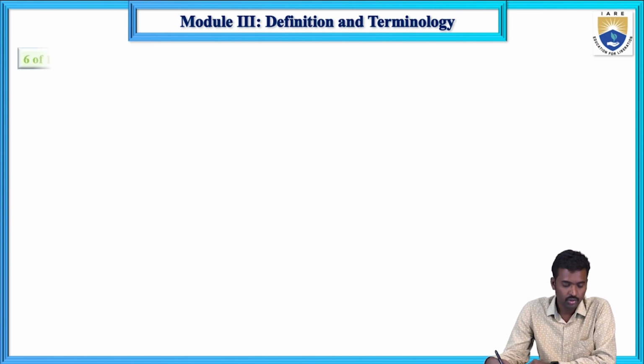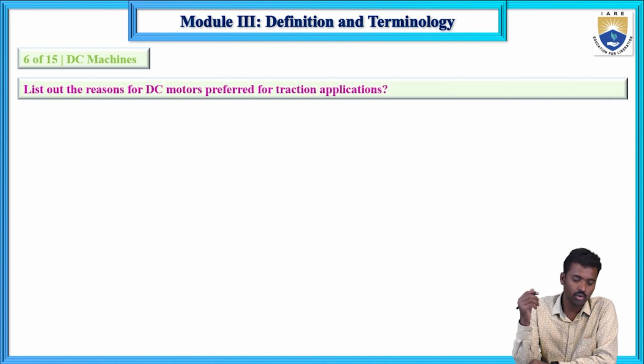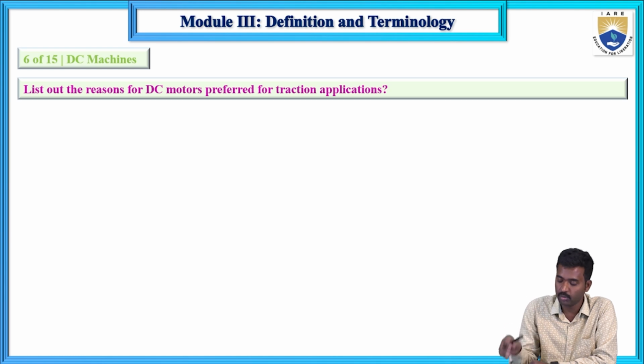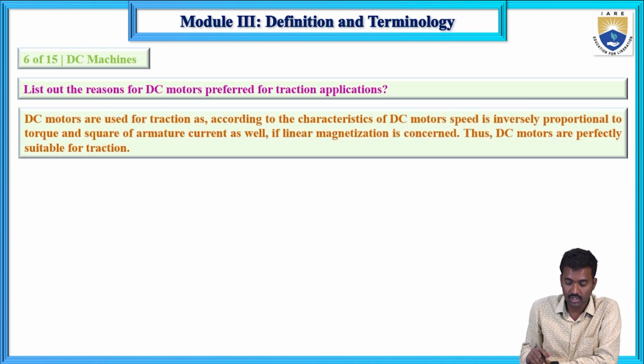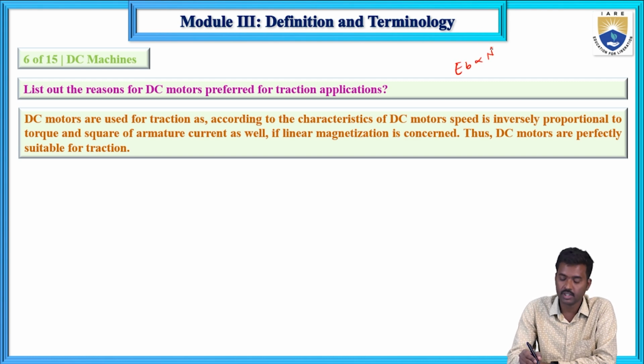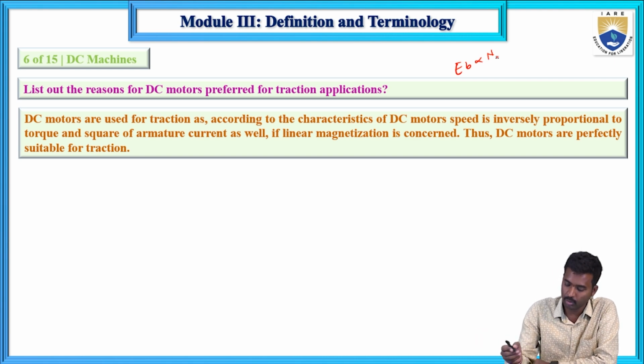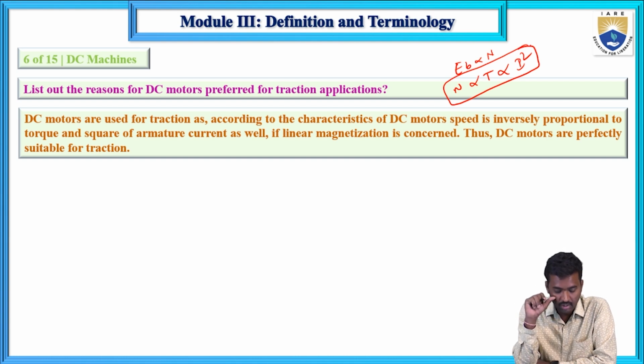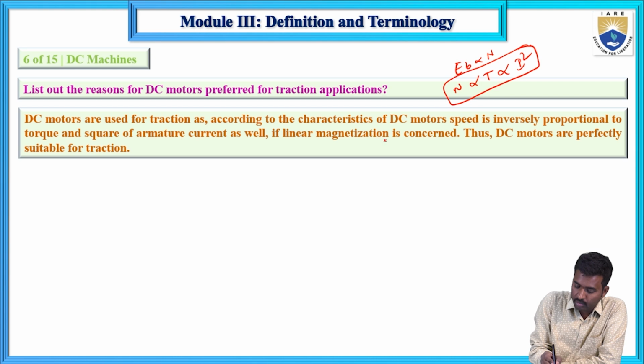Now the next question, the sixth one: list out the reasons why a DC motor is preferred for traction purpose. See the answer first. Eb is directly proportional to ZNφP/60, and torque is directly proportional to the square of the current. This is the reason. Here we need linear magnetization.